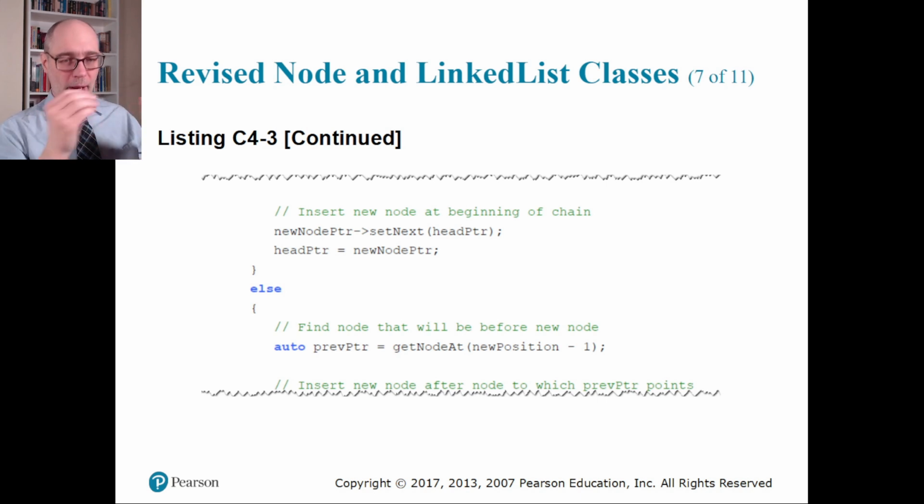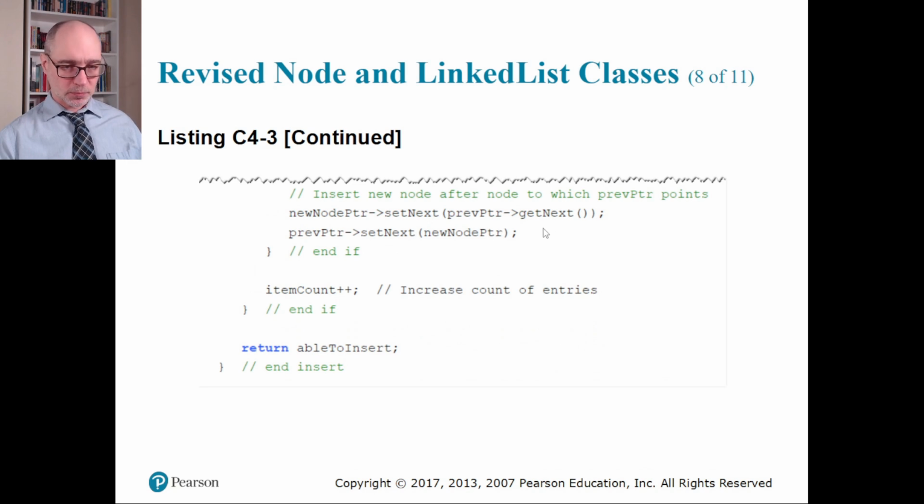You find the correct node that you have to stick your node after, right? And that gets stored in previous pointer. And again, they're using auto for the type there. And then once you find that type, exact same code that we saw before, our node that we just created gets that pointer that used to be before us, which is now going to be after us, if I'm thinking about that right.